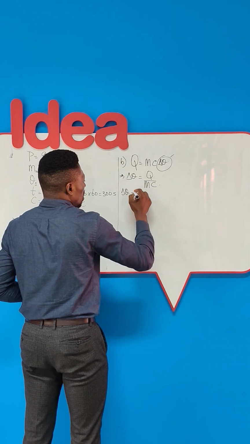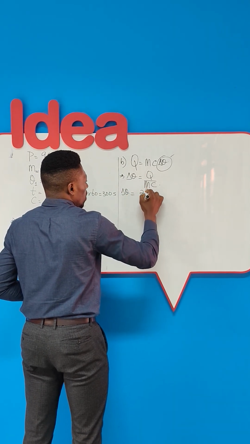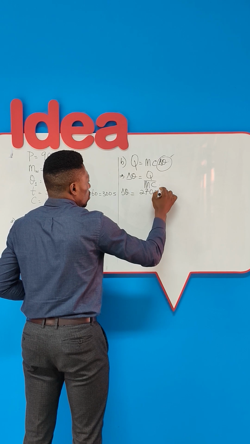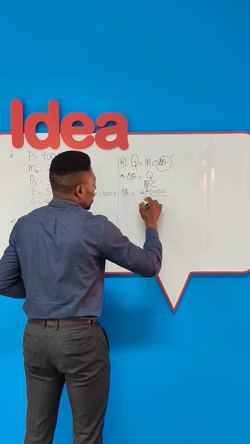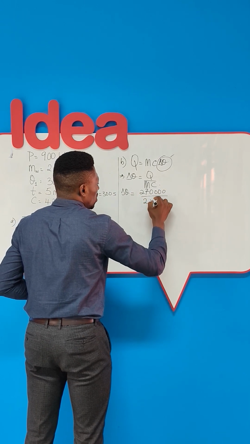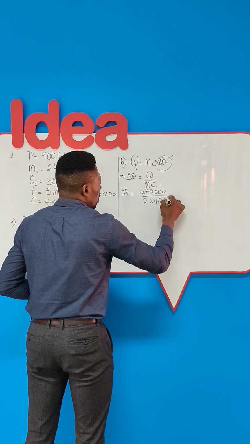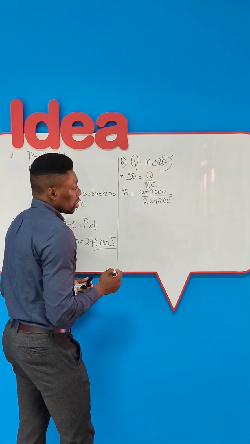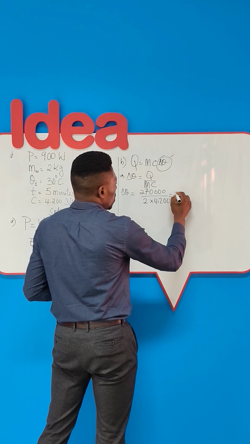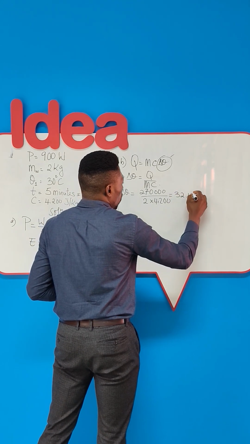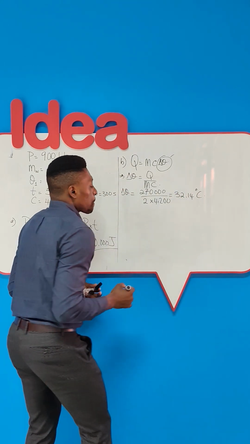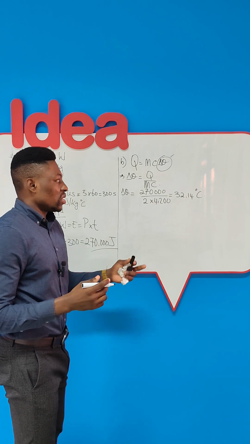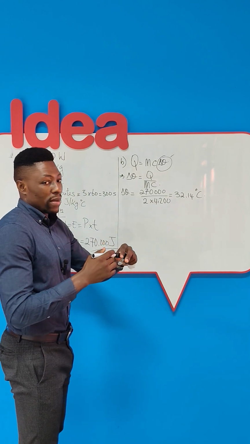So straight away, I'm just going to apply this. We already have 270,000, and then the mass, 2 kilograms, times the specific heat capacity, 4,200. If you correctly punch this on your calculator, this is going to give you 32.14 degrees Celsius. Many candidates just end here and think, oh, I've done it.